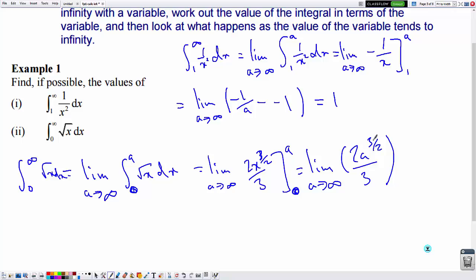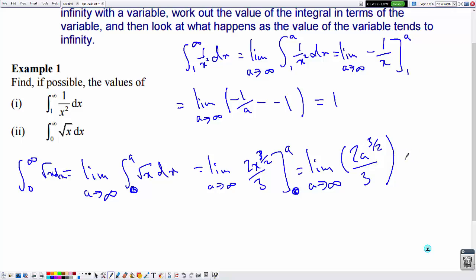Well, a to the power 3 over 2 is the square root of a cubed. It's bigger than a. So as a gets infinitely big, so does this. Now, the fact that we multiply by 2 and divide by 3 doesn't really matter, because a is getting infinitely big. So dividing something that's infinitely big by 3 is still something infinitely big.